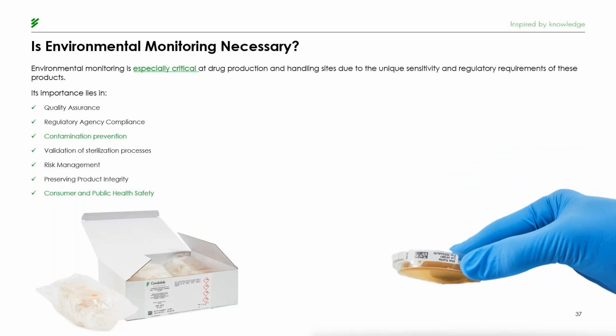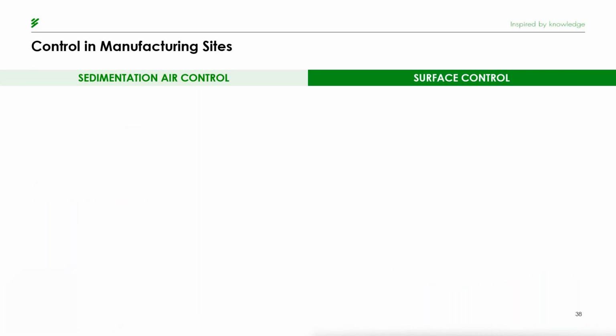We can categorize environmental microbiological analysis into two. First, air control by sedimentation and surface control.